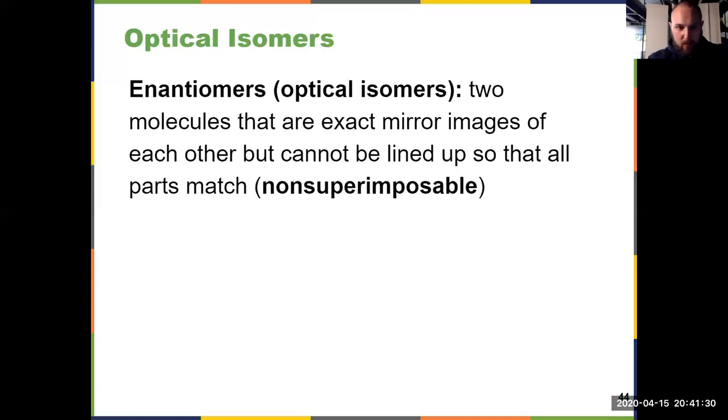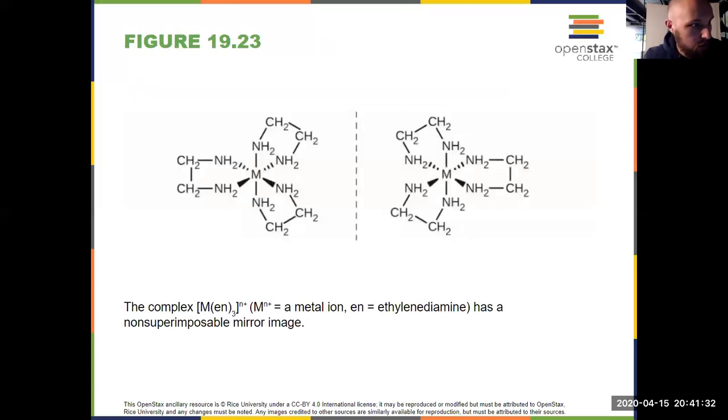They have different reactions. So here we see a generic metal complex with 3 ethylene diamines. It's a non-superimposable mirror image because you see everything lines up with that mirror in the middle. But if I were to cut this and drag it and put it on top, it wouldn't match up. So it's a non-superimposable mirror image.